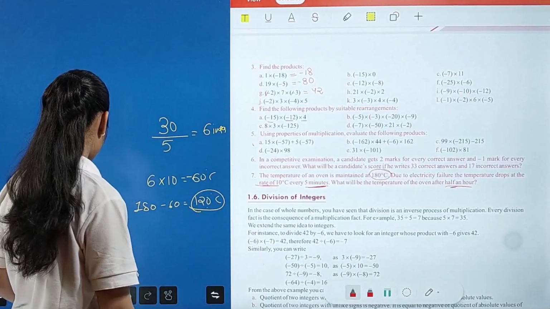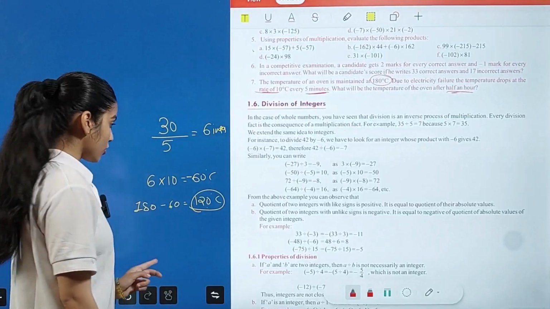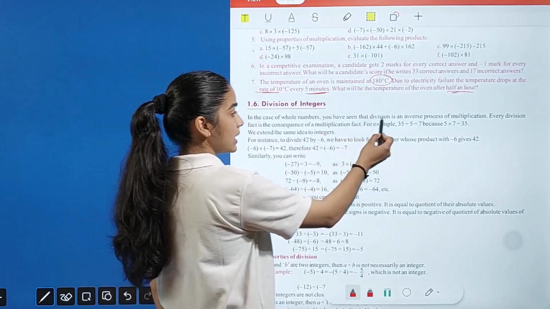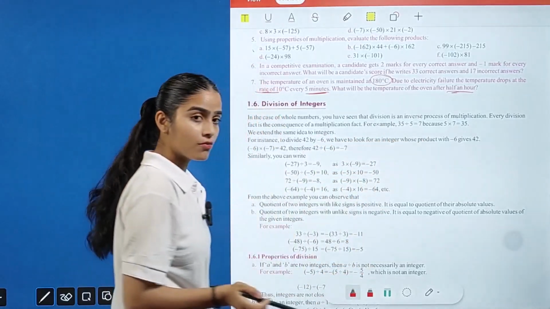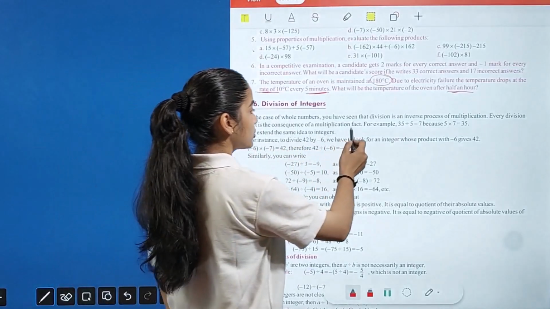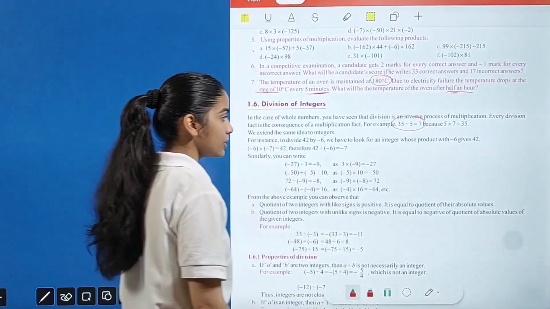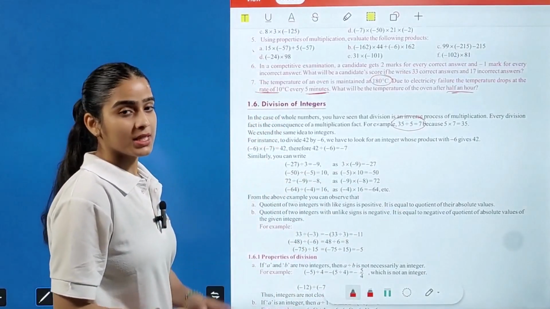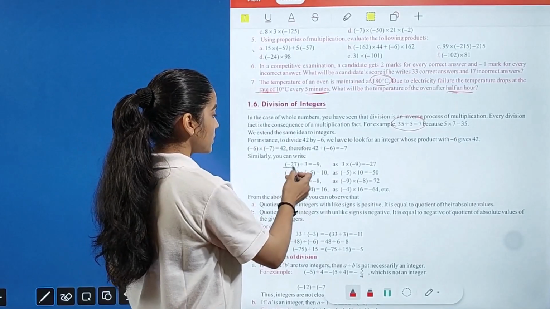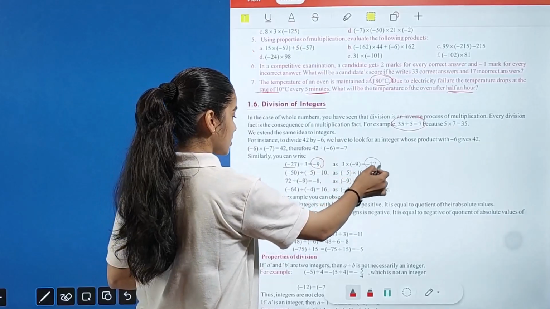Next we move forward to the division of integers. What we have to keep in our mind is that, in the case of whole numbers, you have seen that division is an inverse process of multiplication. Every division fact is a consequence of a multiplication fact. For example, 35 divided by 5 is equal to 7, or you can say 5 multiplied by 7 is equal to 35. Similarly, minus 27 divided by 3 is minus 9, so 3 multiplied by minus 9 is minus 27.